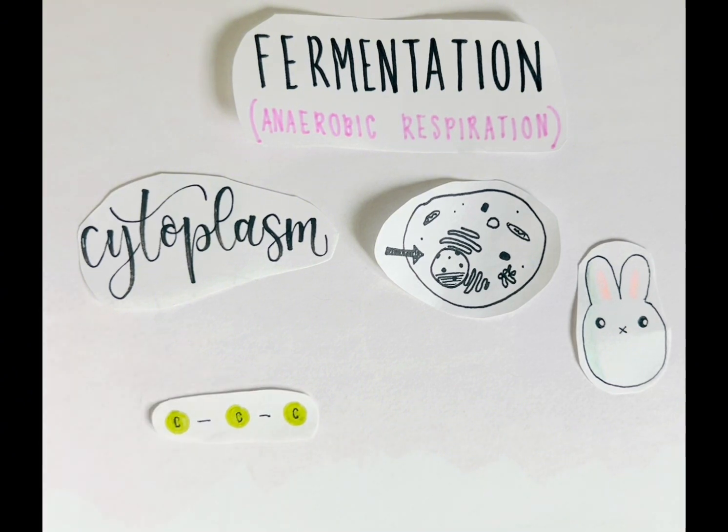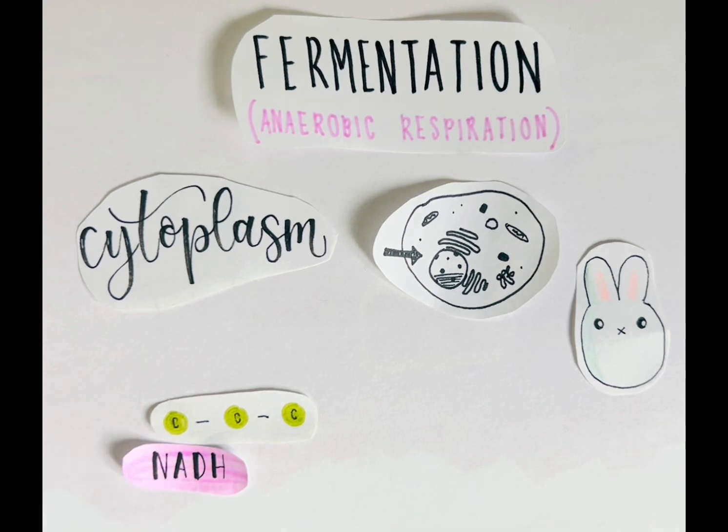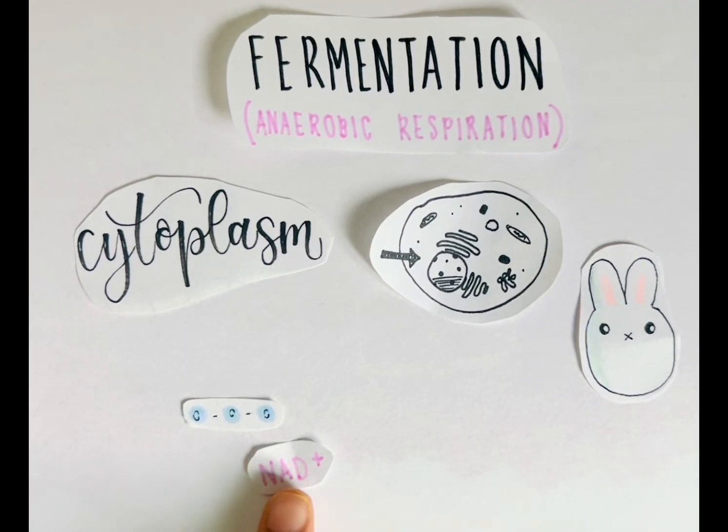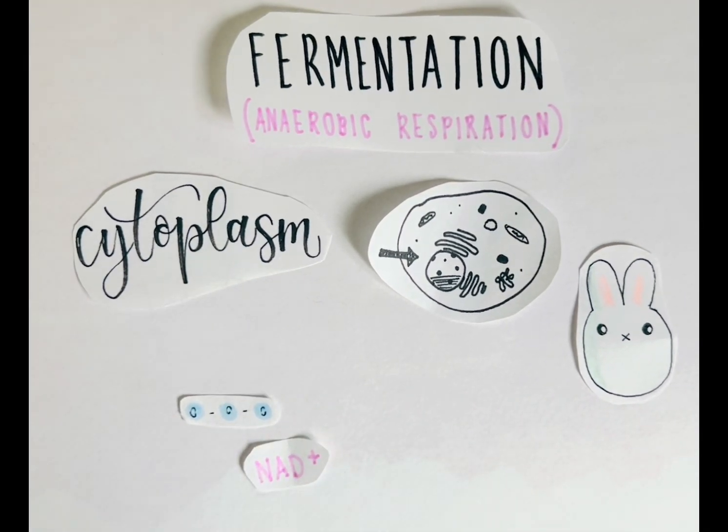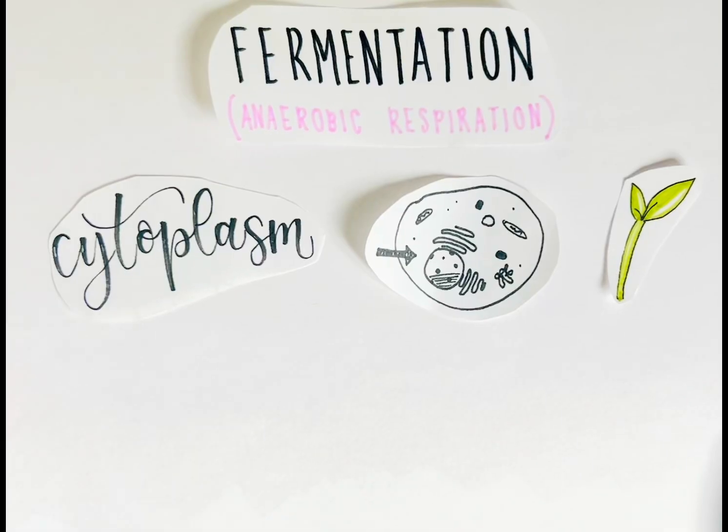We begin with pyruvate, which was produced during glycolysis. NADH, which was also produced during glycolysis, arrives, resulting in the production of lactic acid and NAD+, which can be recycled again in glycolysis. In alcohol fermentation, we begin with a molecule of pyruvate.